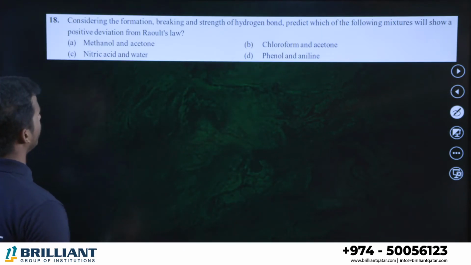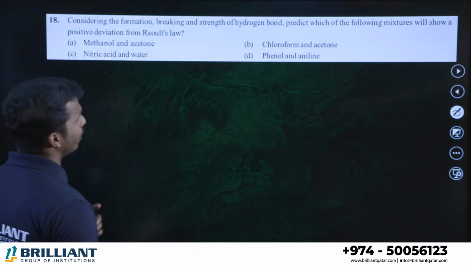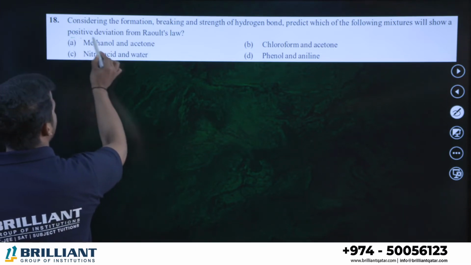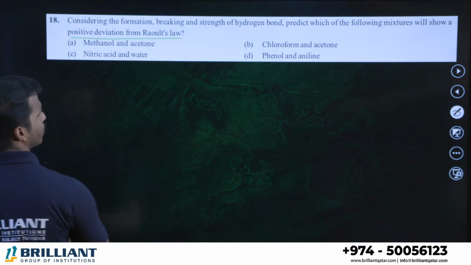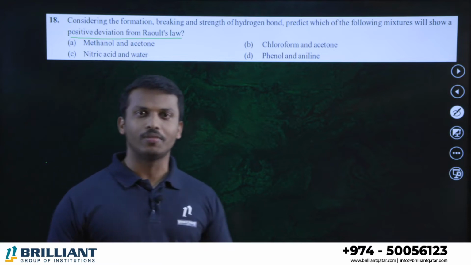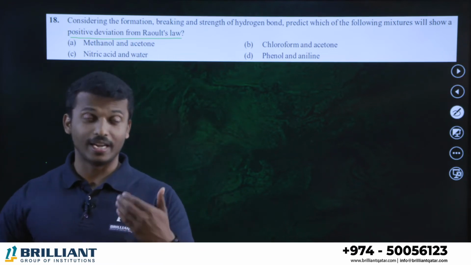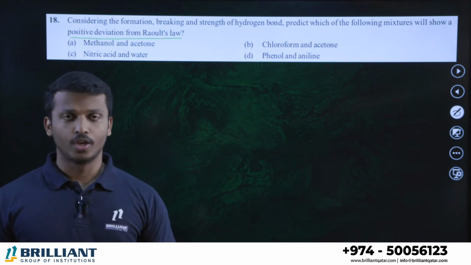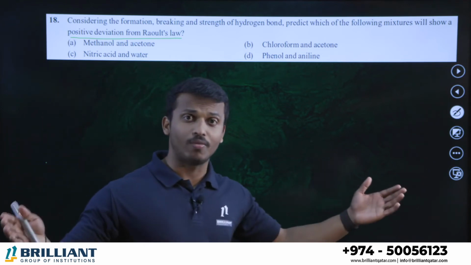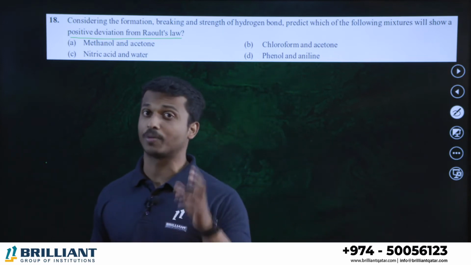Next question. Question number 18. Consider the formation, breaking and strength of hydrogen bond. Predict which of the following mixtures will show a positive deviation from Raoult's law. Positive deviation. You may have studied a lot of examples for positive deviation and negative deviation. For the ideal solution and non-ideal solution categories, non-ideal solutions we again classify into 2, positive deviation and negative deviation, from the chapter Solutions.